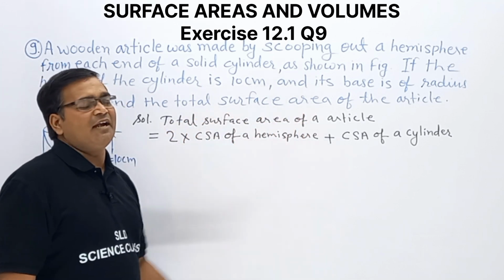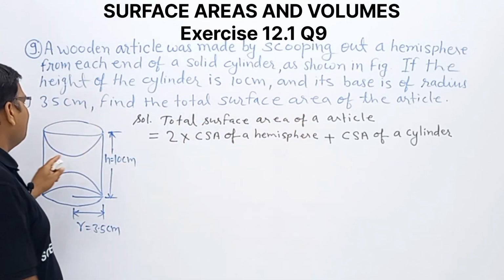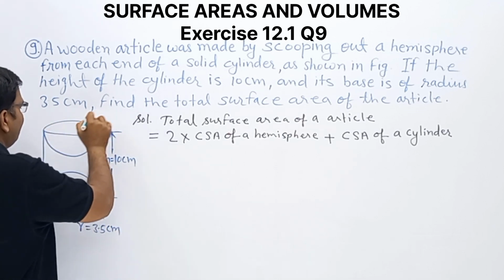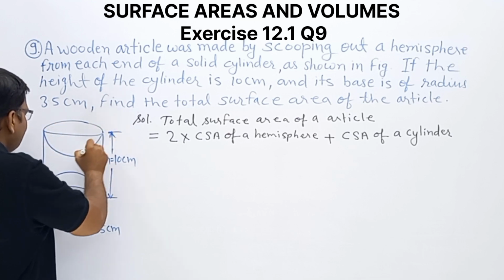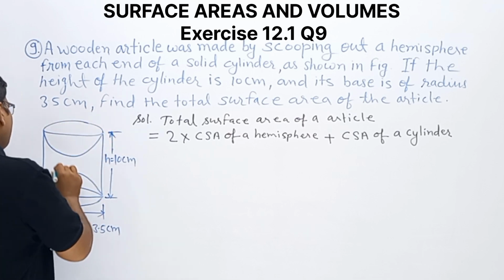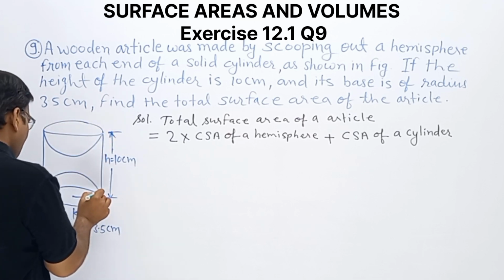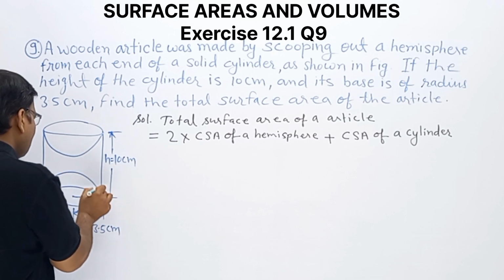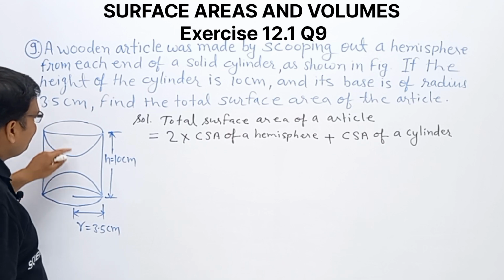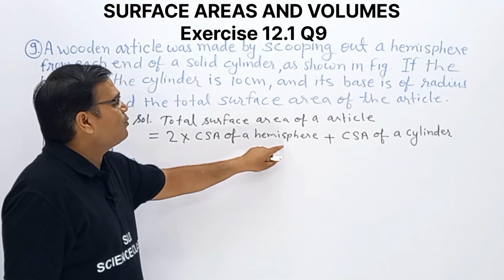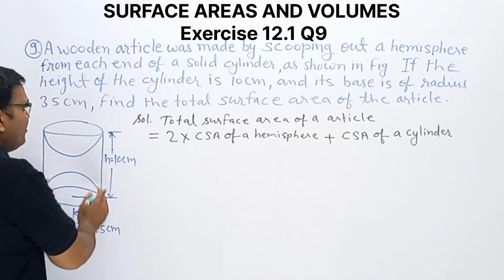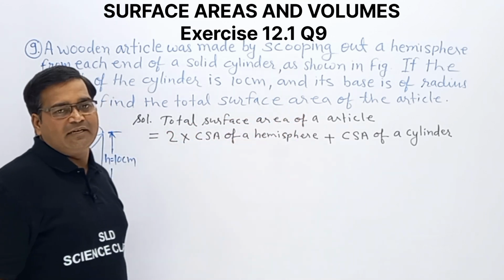Total surface area of the article. How are we getting the total surface area? Once we scoop out a hemisphere, we get the curved surface area of a hemisphere. Similarly, at the other end also we get the curved surface area of a hemisphere. So two hemispheres' curved surface area, 2 times the curved surface area of a hemisphere, plus the curved surface area of a cylinder will be the total surface area of the article.